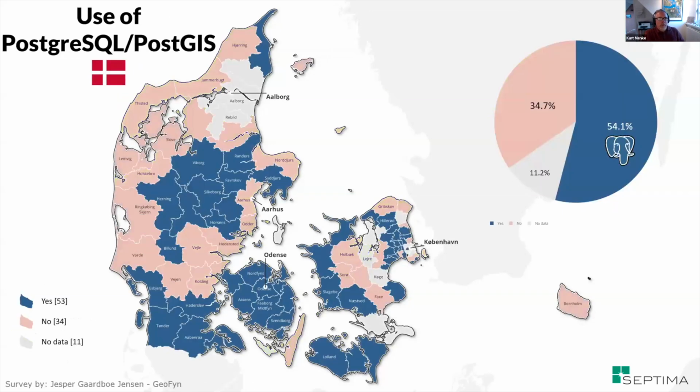So moving on to PostgreSQL, PostGIS. So here the question was just a yes or no. Do you use PostgreSQL, PostGIS? And 53 of the 98 municipalities responded yes, for 54%, and 34 responded no, for 35%. So that's where things stand with PostGIS in Danish municipalities.